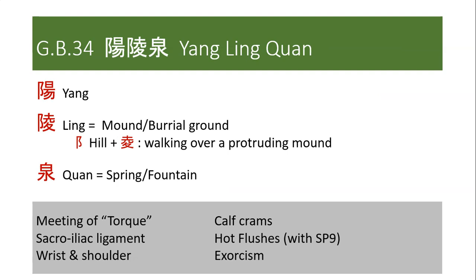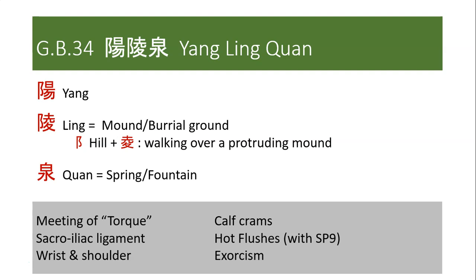Okay. Gallbladder 34 is famous as the ligament point, meeting point of ligaments or tendons, supposedly, but I really think it's the meeting point of torque. Think of when you go skiing and you're torquing your knees from side to side to keep yourself upright and straight, moving. Gallbladder 34, between the fibula and the tibia, keeps shifting around. That's why it controls torque.